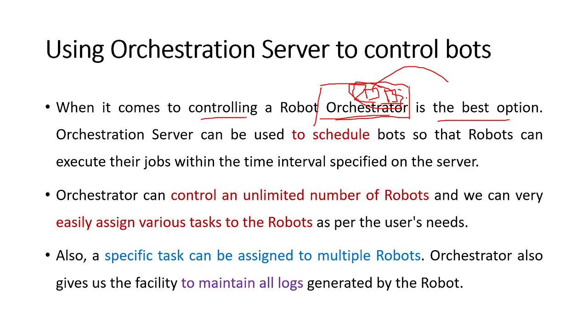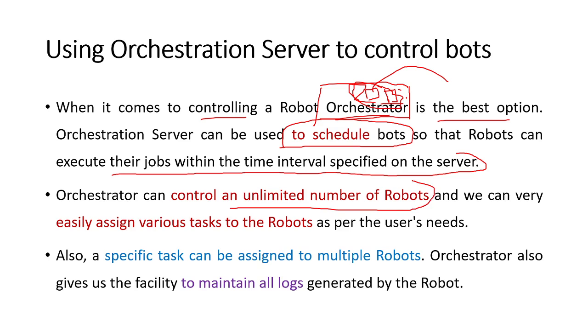So now we shall see what controlling means. Orchestrator server can be used to schedule the robots or bots, it seems, so that the robot can execute the task or jobs within the time interval specified on the server. By whom? By the user, depending on the requirement. Clear? So Orchestrator can control an unlimited number of robots, it seems. I mean, don't think that this server can manage or schedule only one robot. It can be used to schedule or manage an unlimited number of robots, it seems.